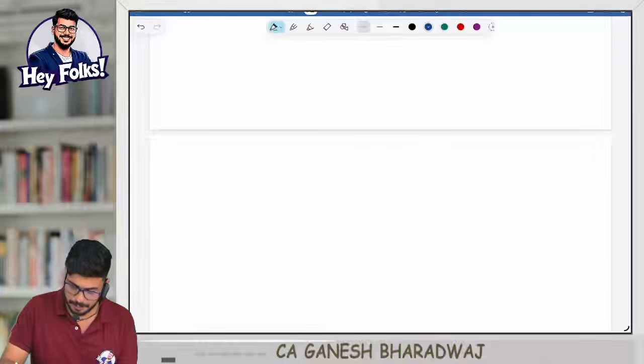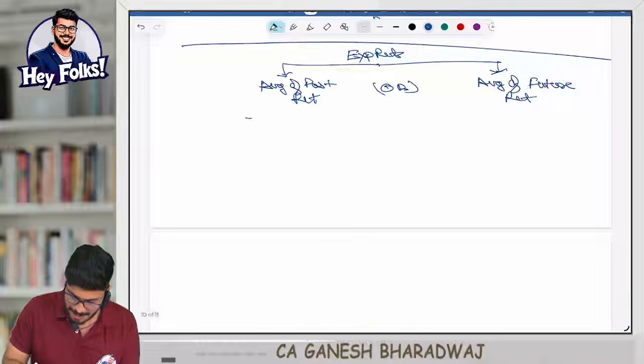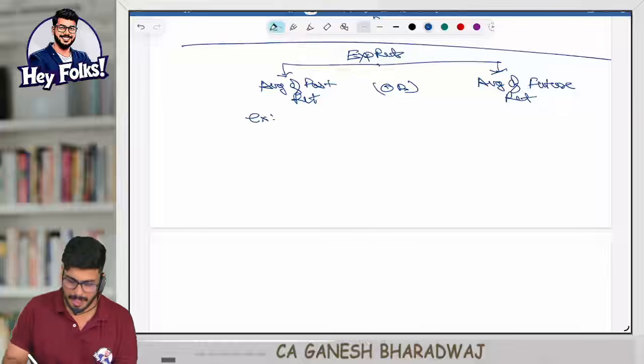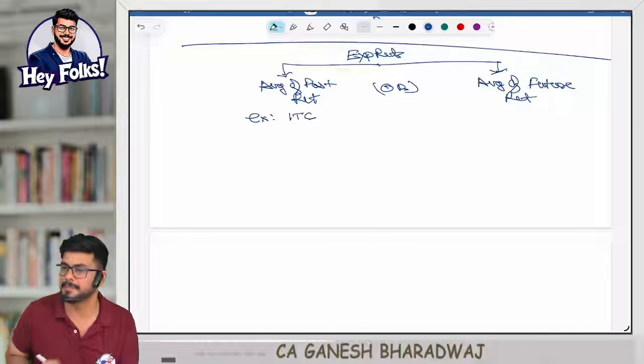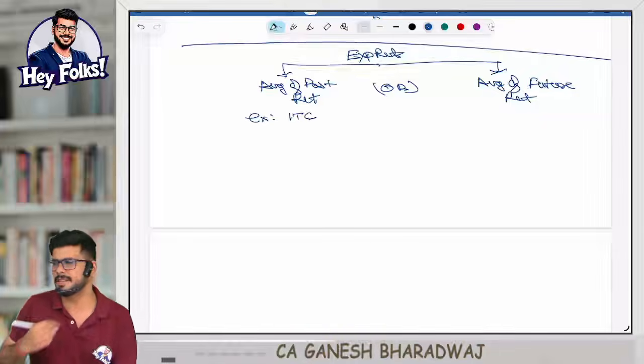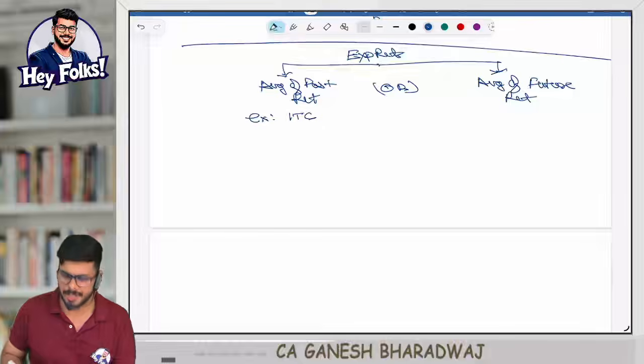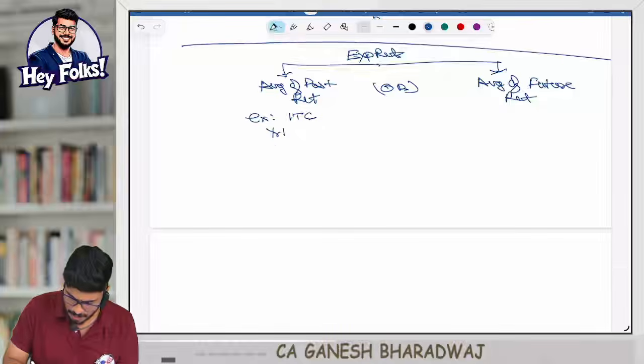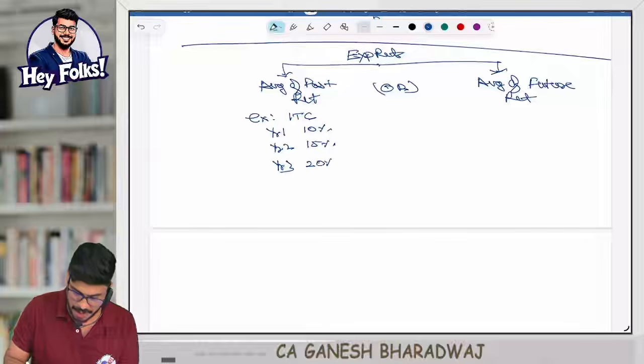Now, let me just take an example. Let us say the stock ITC. In the last 3 years, how much return did it generate? Let's say year 1, year 2, and year 3. In year 1, it generated 10%. In year 2, it generated 15%. In year 3, it generated, say, 20%.